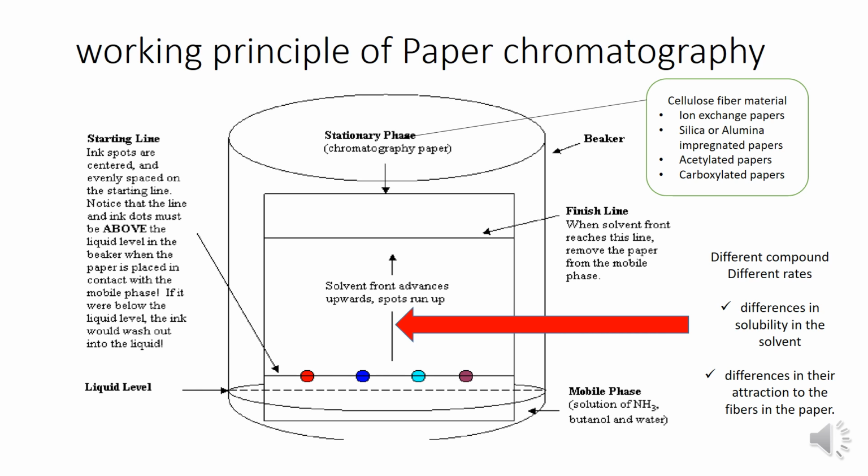Firstly, we need to put the chromatography paper in the solution. Then, ink spots are centered and evenly spaced on the starting line. After several minutes, the solvent front advances upward and the spots run up. When the solvent front reaches the finish line, we need to immediately remove the paper from the mobile phase. We need to remember that different compounds have different rates because of differences in their solubility in the solvent and differences in their attraction to the fibers in the paper.